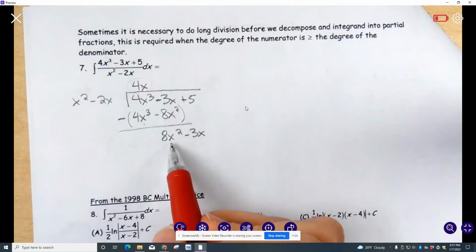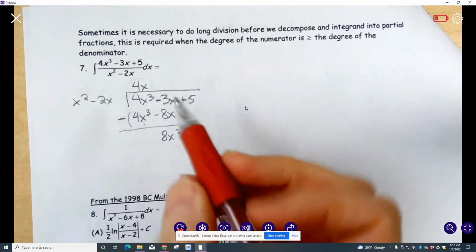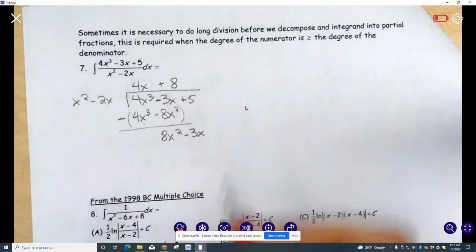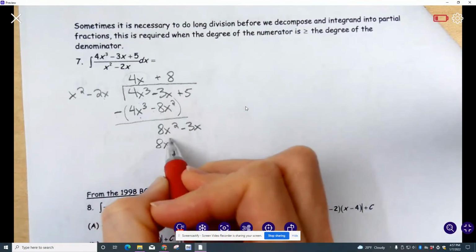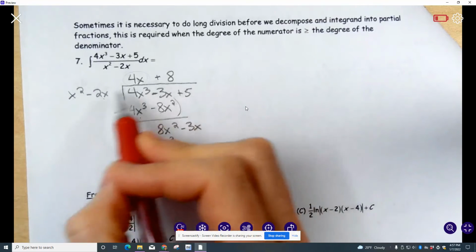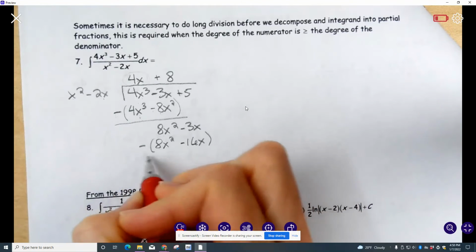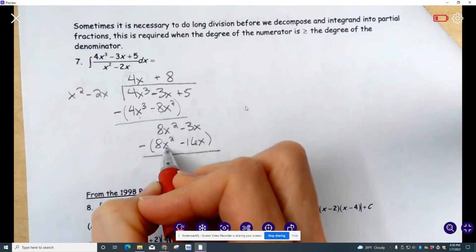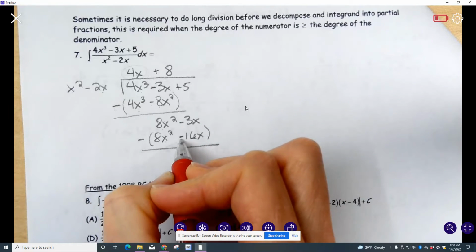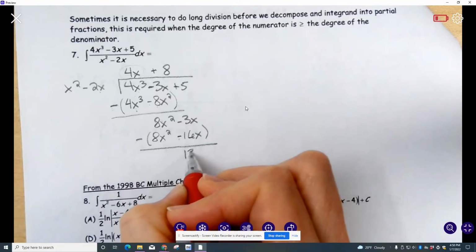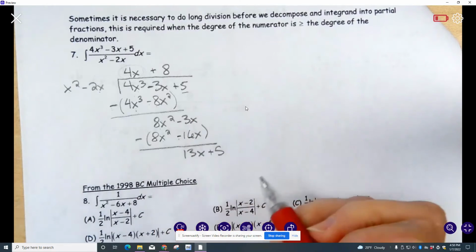All right, so now I want to think x squared goes into 8x squared. We're going to say 8 times. Multiply the 8 by both of these, so I would get 8x squared. 8 times x squared is 8x squared. 8 times negative 2x is minus 16x, and subtract. 8x squared minus 8x squared is 0. Negative 3x plus 16x, so positive 16, negative 3 would be 13x, and then your next term that you bring down here is plus 5.